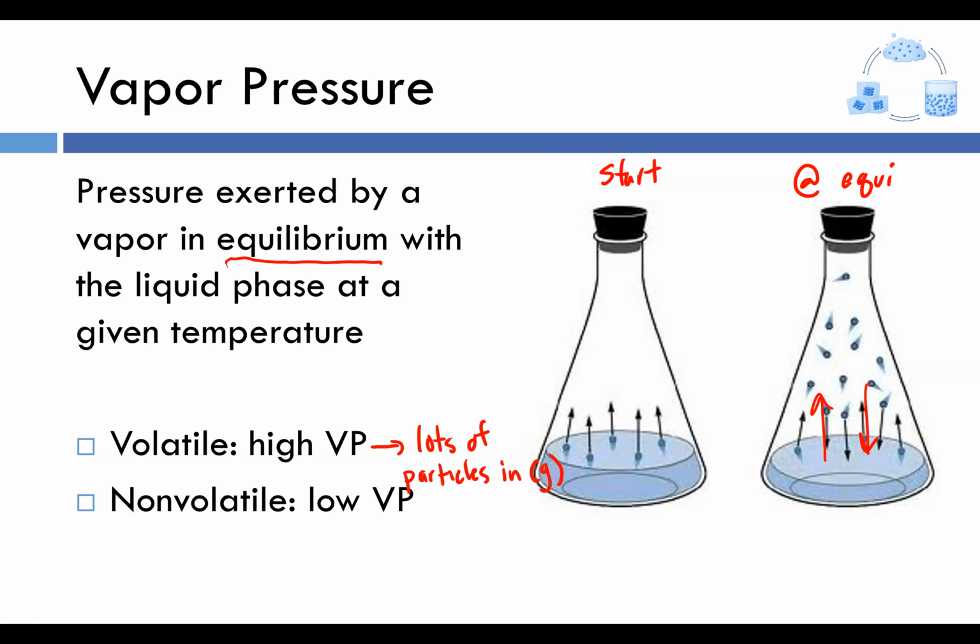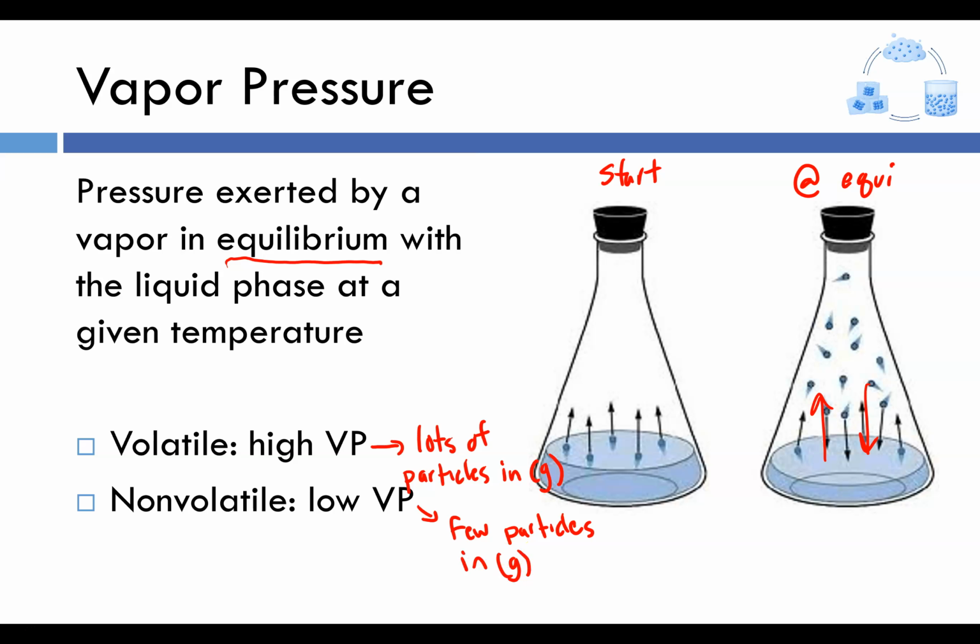Other substances get classified as non-volatile. They have a low vapor pressure. So you have few particles in the gaseous phase.